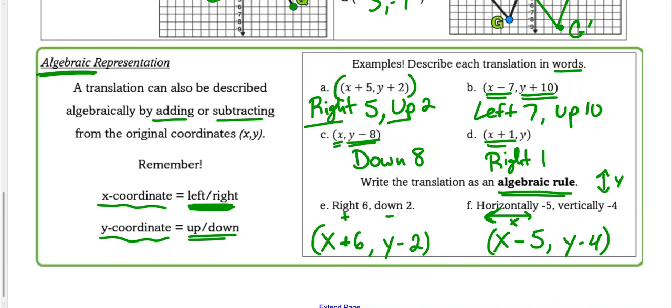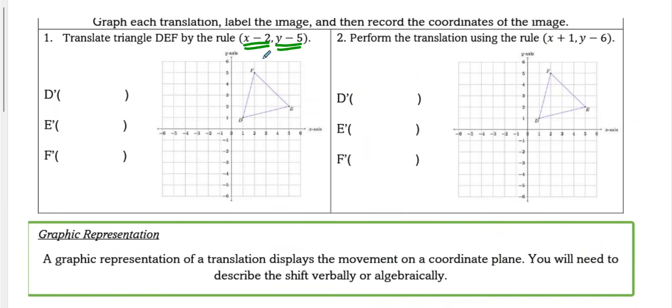Now we're going to use that rule. So when I see x minus 2 and y minus 5, x minus 2. The x-coordinate tells us move left or right. So if I see a minus 2, that means I move to the left. Remember, all the x-coordinates are negative on that side. That's the left. All the x-coordinates are positive on that side. That's moving to the right. So if you see plus, that means you're moving to the right. If you see minus, that means we're moving to the left. So we move to the left 2.